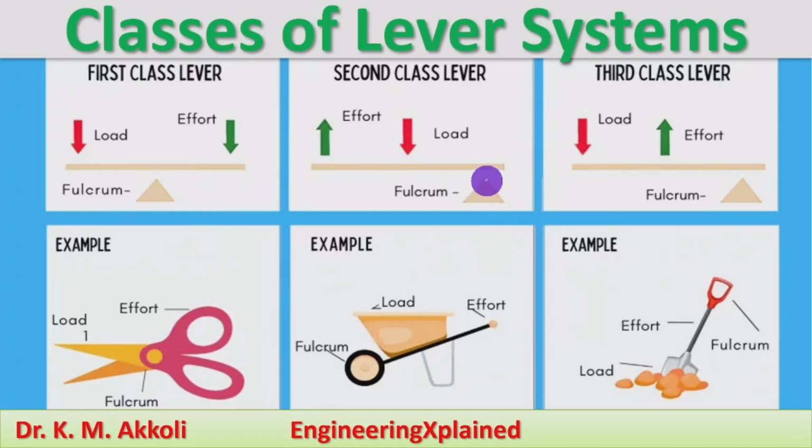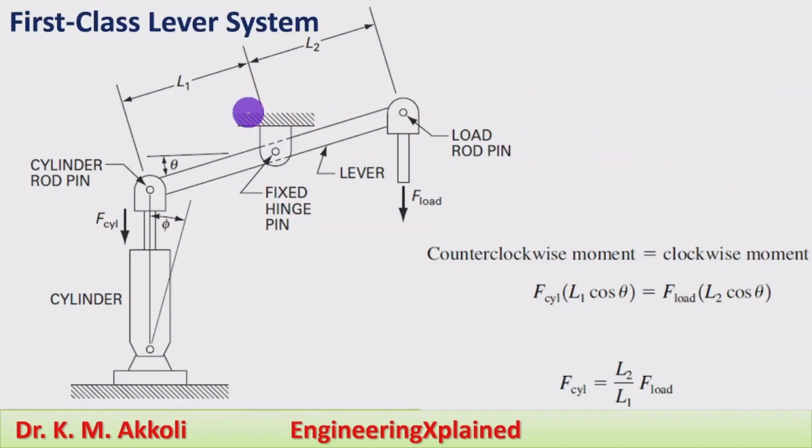There are three classes of lever systems. Those are first class lever systems, second class, and third class. These are classified based on three points: load, hinge point, and effort. And there, one by one, I'm going to discuss them. First one is the first class lever system.